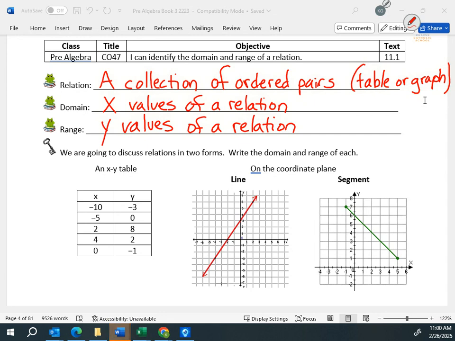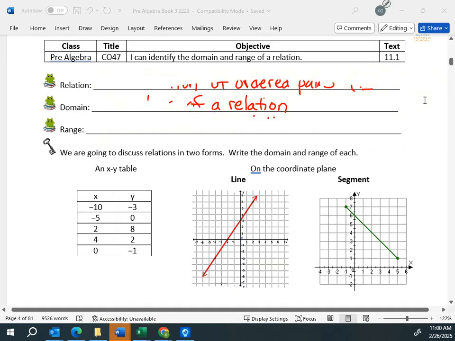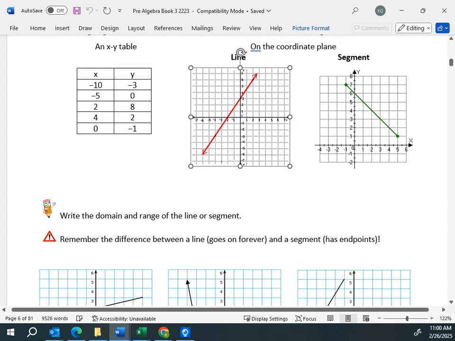So we're going to discuss relations in two different forms: in the table and in the graph. And we're going to write the domain and range that we get for each of those. So there's special ways that we have to write this, so we really need to pay attention. So we could have the XY table, that function table. This is the easiest one to make that domain and range, because it tells us.